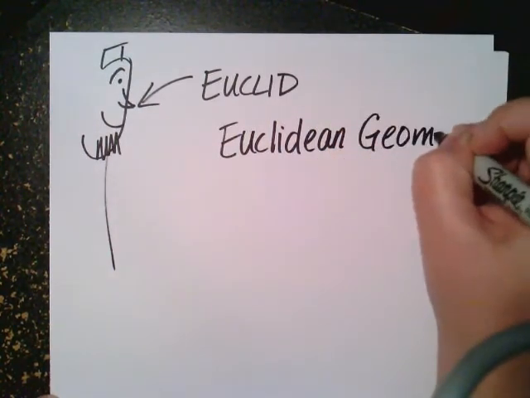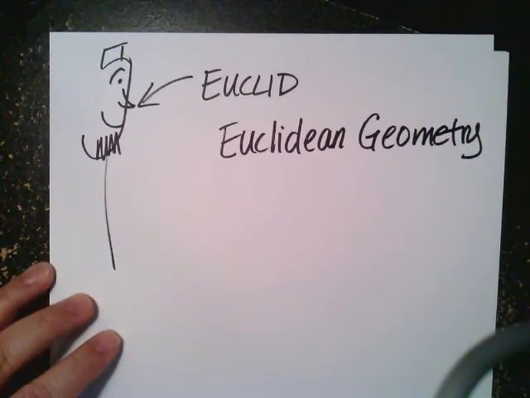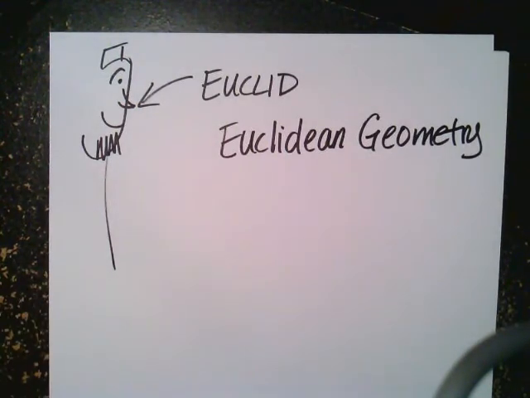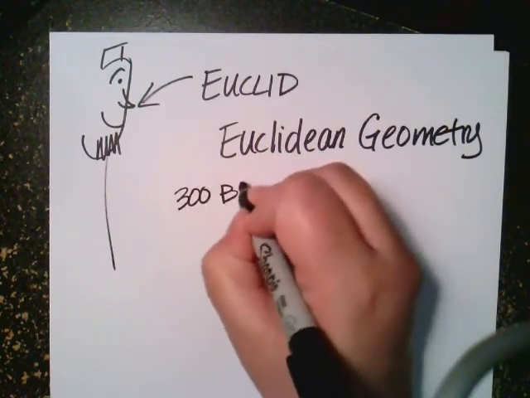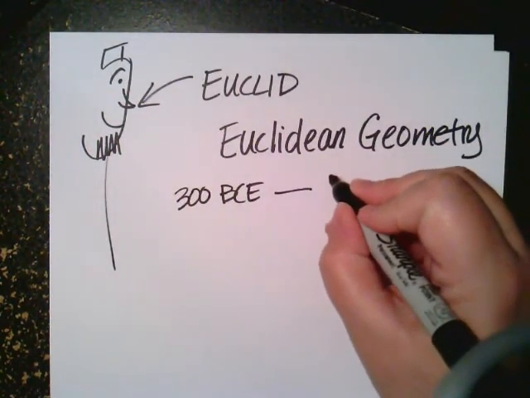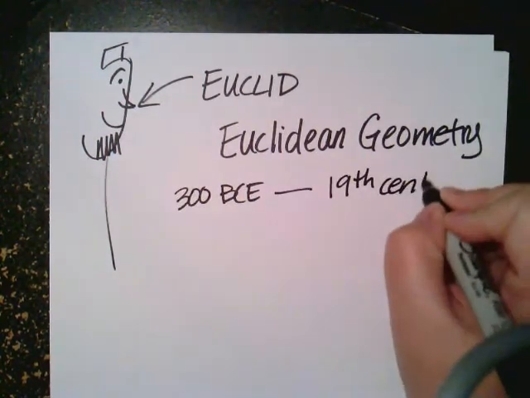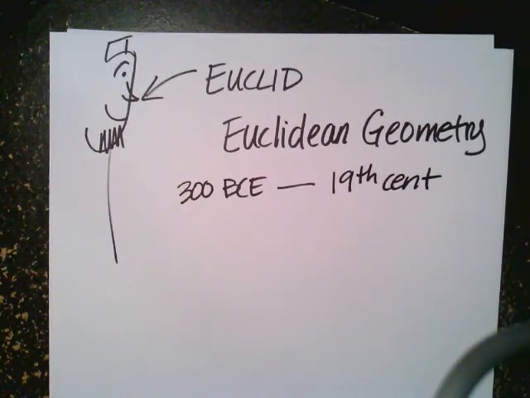He wrote this book, or this series of books really, called The Elements, that was basically just an organizational system for the math that was known to that point, largely geometry. And this book was used. Think about how long books stay on the bestsellers list. This book was used as the main textbook for geometry from about 300 BCE all the way to the late 19th century. So we're talking 2,000 years. It was the main textbook, the main thing people studied with geometry. So it was really important, very, very foundational.